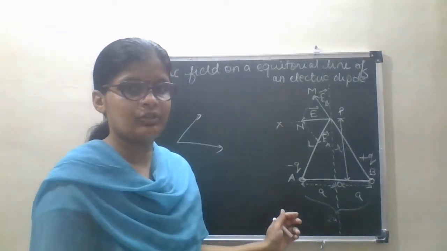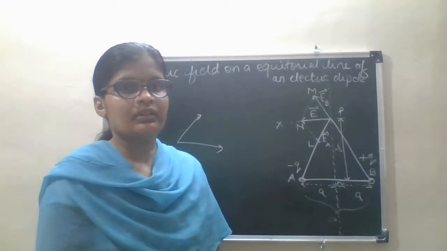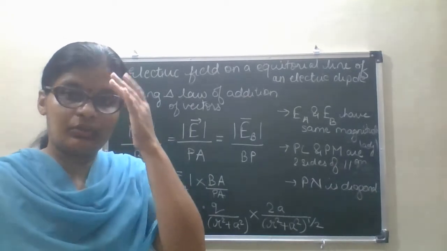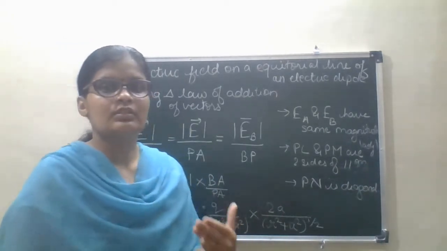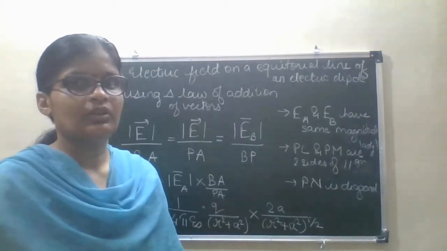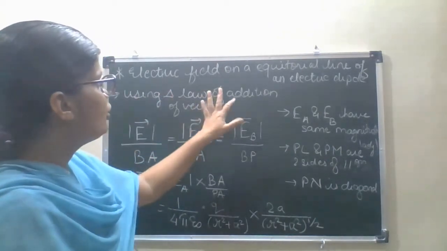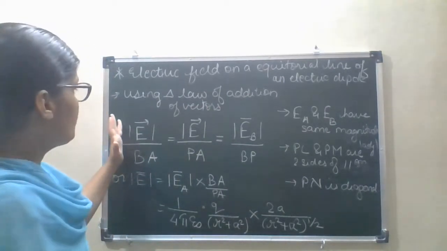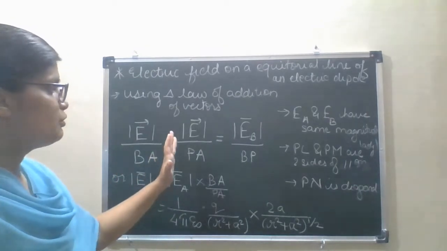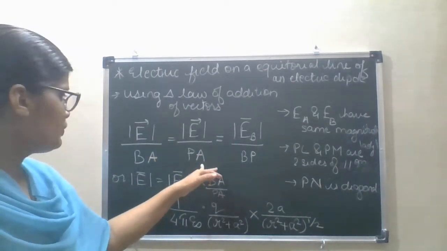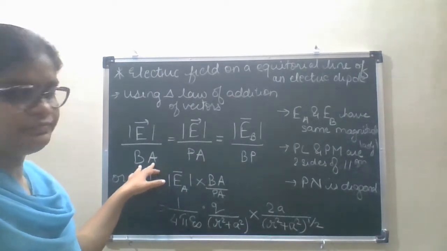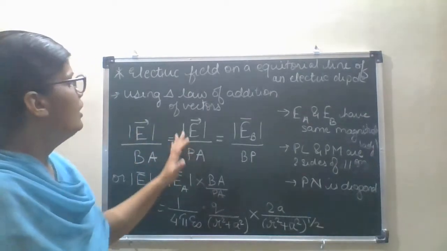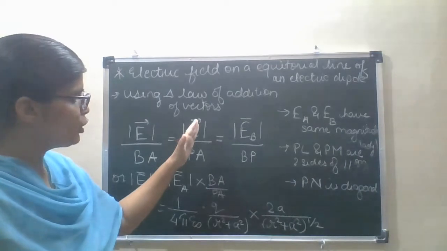So if we consider this parallelogram, what will be the equation, what will be the ratio with respect to that? Let us see what is going on here. We have already discussed the parallelogram. Then, using the law of vector addition, or the triangle law of addition of vectors, what do we get? We get the equation: mod of E upon BA is equal to mod of E upon PA. AB is the length of what? We know very well that AB is the length of the dipole. Then the equation will be mod of E upon AP.